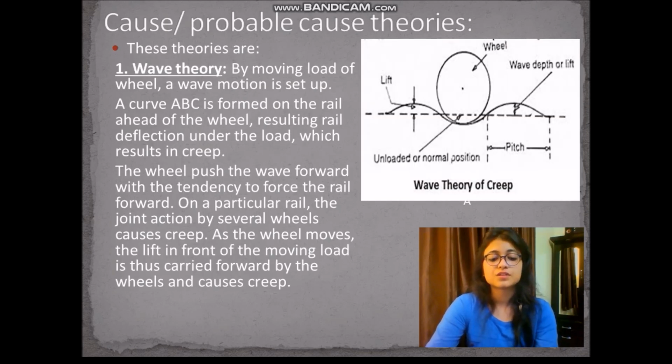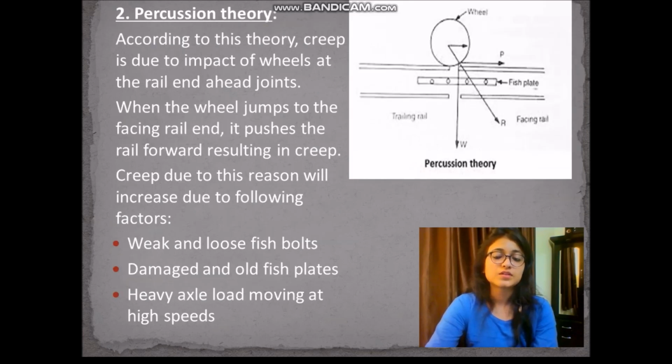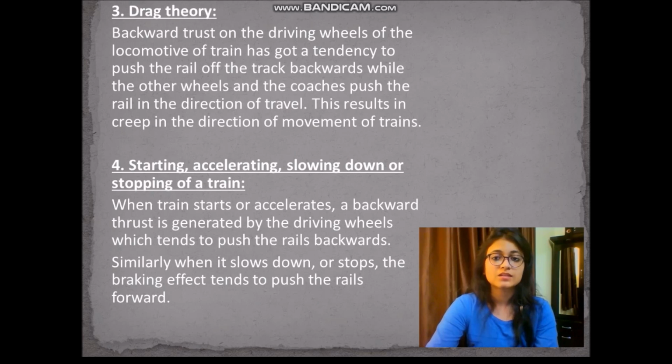So first we saw wave theory. Wave-like motion will be set up and the lifted area will be pushed forward and creep will occur. Next, percussion theory. Whenever there are joints, the wheels will have to take a jump. That will lead to an impact on the forward rail, and that will eventually lead to the forward pushing of the coming rail. Next is drag theory.